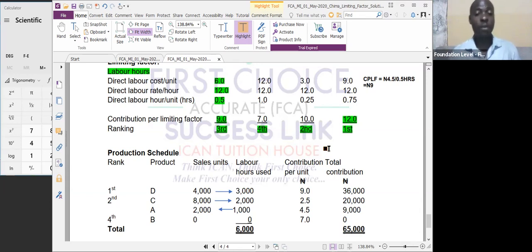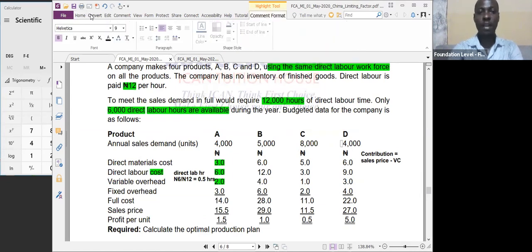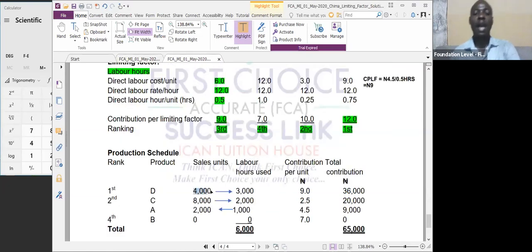Okay, so now we take D, which is the first. What is the sales unit required for D? If you look at D, we are told to do 4,000 units. So that's the 4,000 units here. That's the 4,000 units that we are asked to do. So bring it here. Our sales unit is 4,000. How many labor hours will it take us to do 4,000 units? Of course, in D, our labor hours is 0.75.